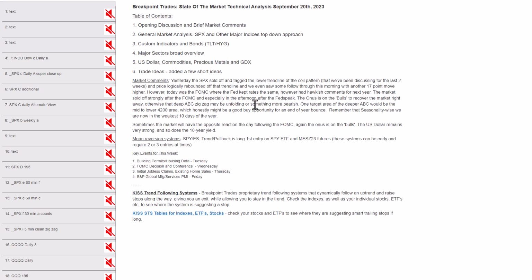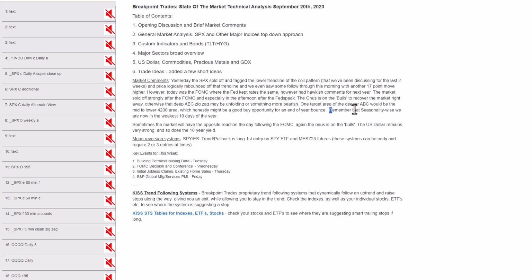So really, again, the two options are still valid. One would be an ABC, though we're getting quite deep for the coil pattern, triangle pattern. That's still possible, but we're getting quite deep. The other pattern that we favor is that ABC zigzag. It could result in a deeper pullback, maybe to the 4,200 area, which quite honestly, I would love to see. It'd be a good buying opportunity for maybe an end-of-year rally. So we'll see, guys. Onus is on the bulls.